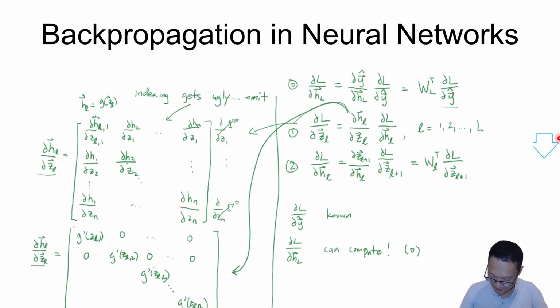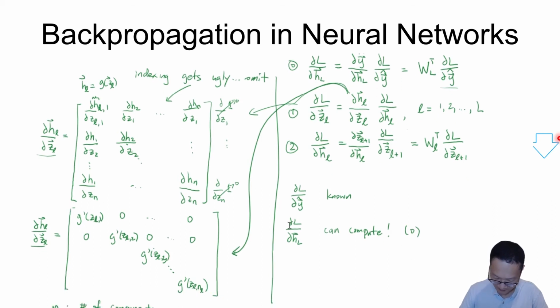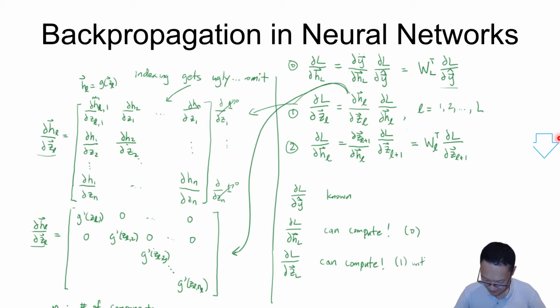So next we can compute, we can just go backward one more step. And we can do partial L, partial Z, capital L. We can compute this using equation 1 with little l equals to big L.